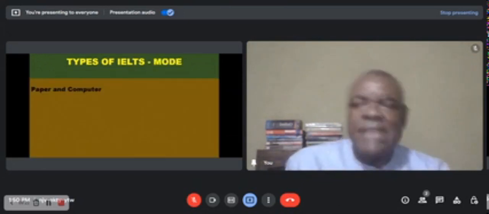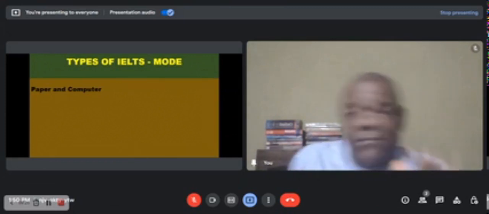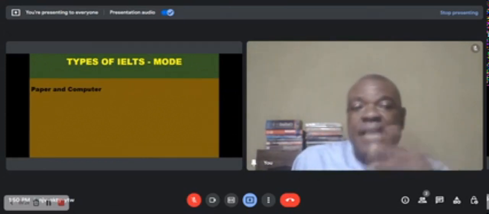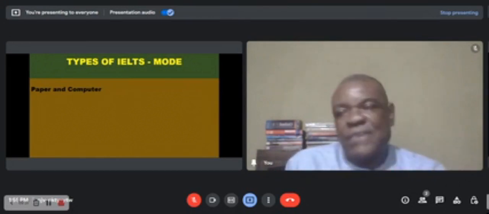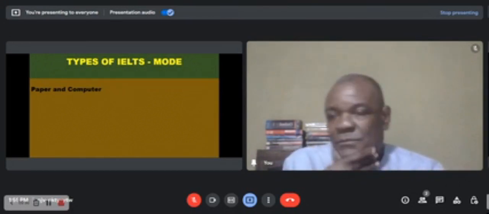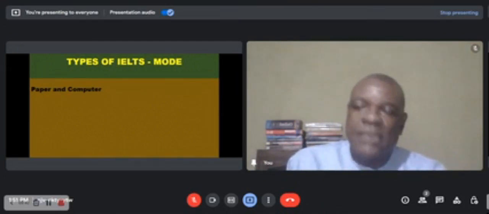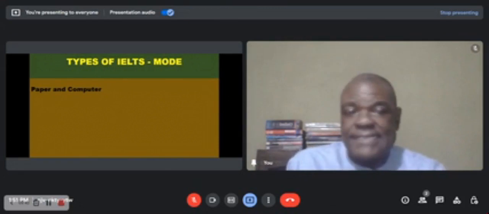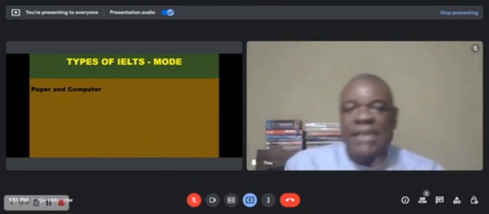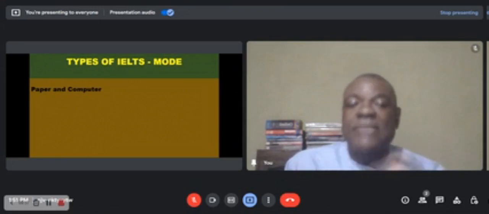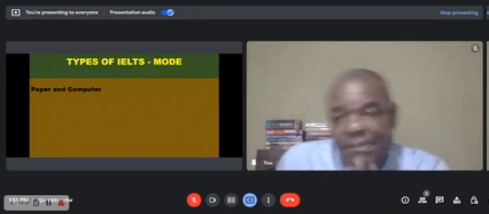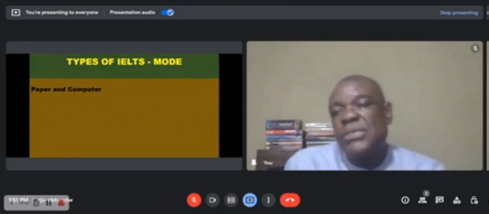Now, let's look at types of IELTS in terms of the mode of delivery. You can choose to take the IELTS on paper or on a computer. You know, for both general training and for academic tests, you can choose whether to take the paper test or the computer delivered test. But one thing is clear: the test format, the question types, and the time allowed for each test, and the content is the same for both the computer and the paper test. So you choose the one you want.